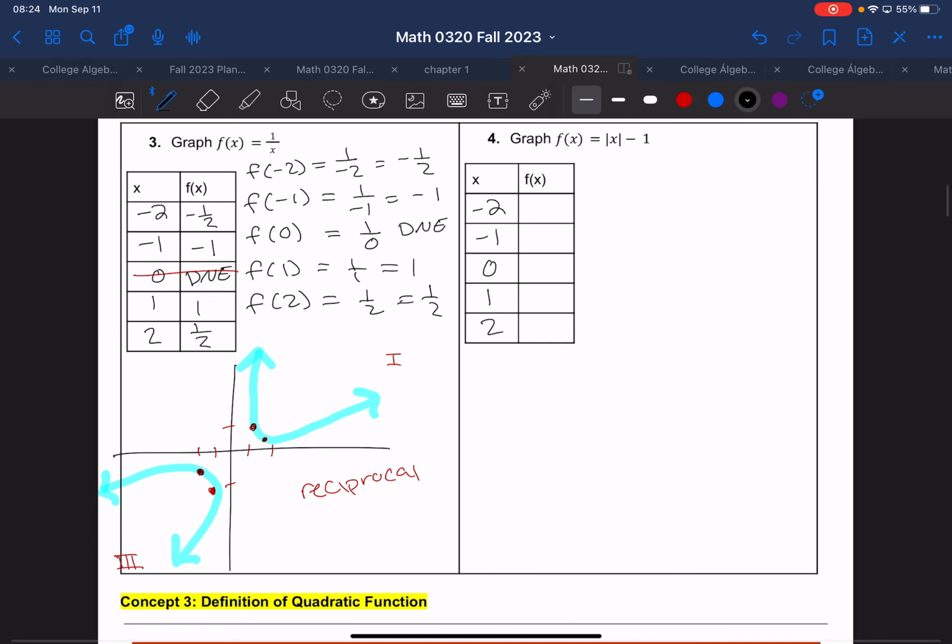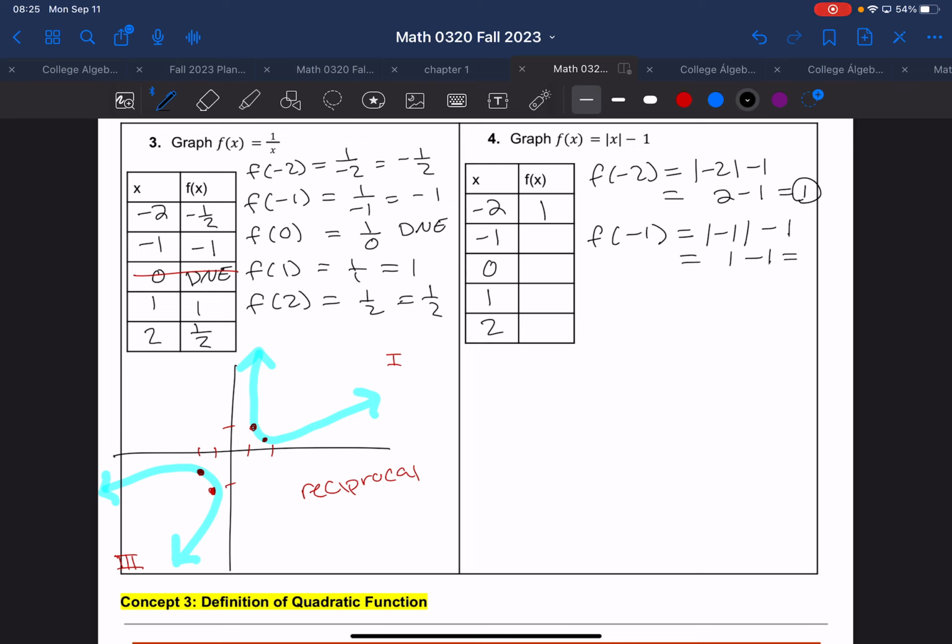Okay, so I'm going to go ahead and plug in my numbers. Remember, what does that absolute value sign do? Good, makes any number positive. So if we have a -2 inside of it, it's going to be a +2. If we have a positive number, it's just going to stay positive. So f of -2 is equal to the absolute value of -2 minus 1, which is 2 minus 1, which is 1. F of -1 is equal to the absolute value of -1 minus 1, which gives us 1 minus 1, which is 0.